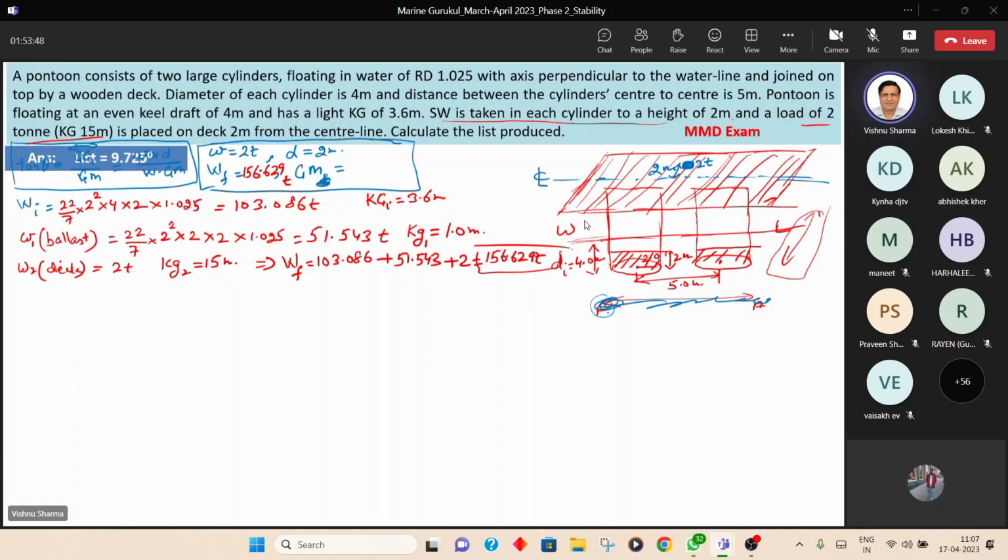We started with the formula for this list. We started figuring out what we need. We tried putting things together, and one by one, we have the W now, we have the D, we have the final displacement. Only thing missing is GM now. Correct, guys?